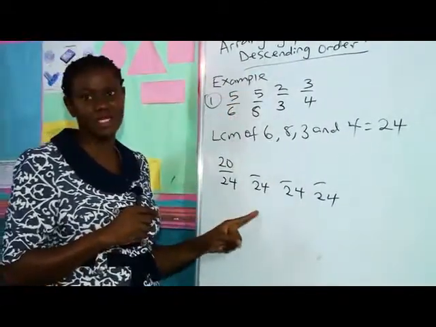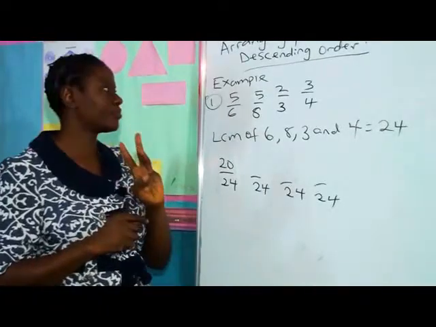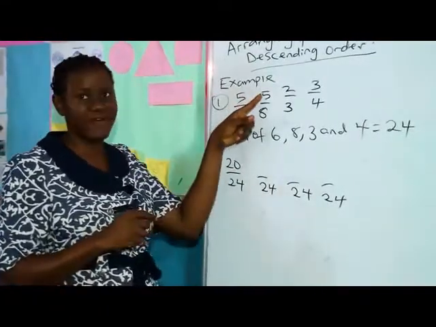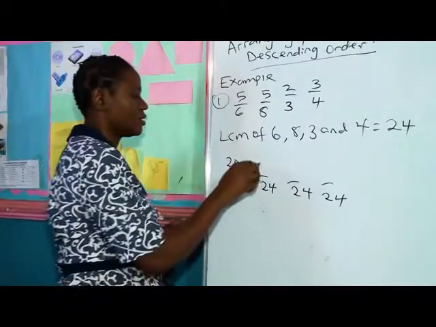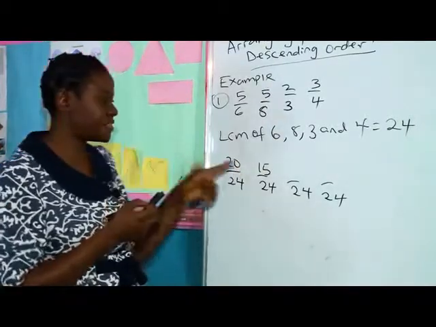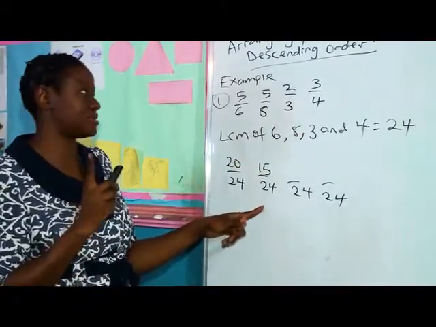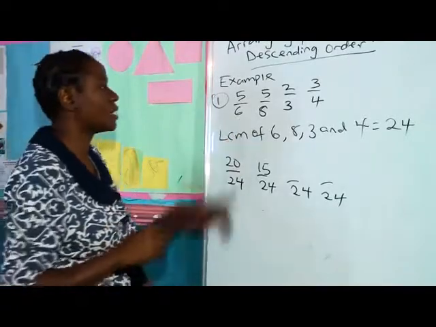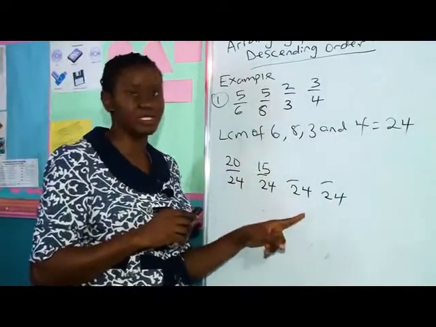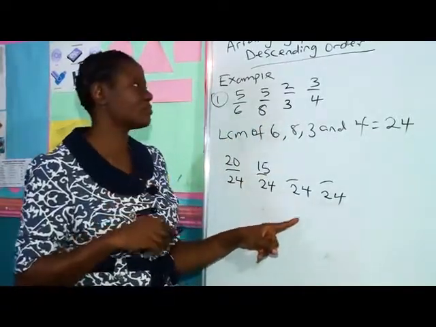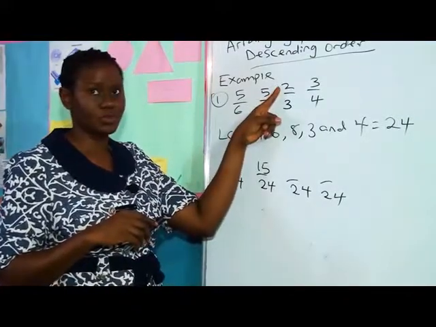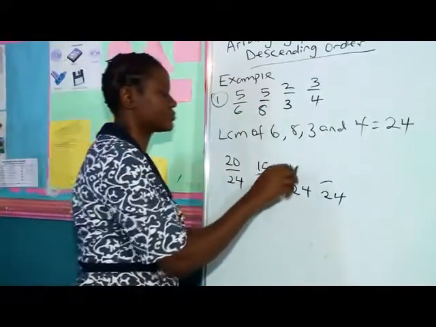Now, how many 8s can I find in 24? 3. 3 times 5 is 15. Meaning, 15 over 24 is equivalent to 5 over 8. How many 3 can I find in 24? 8. 8 times 2 is 16.